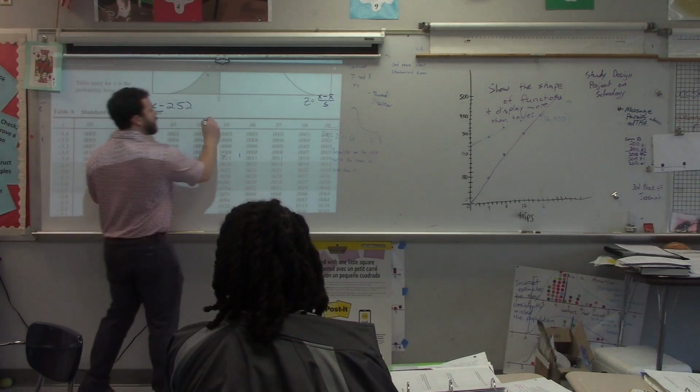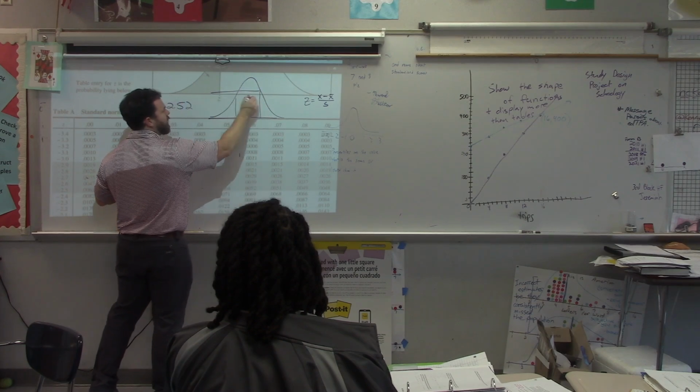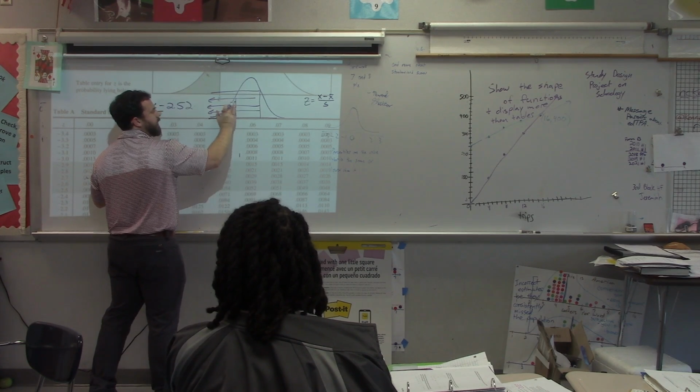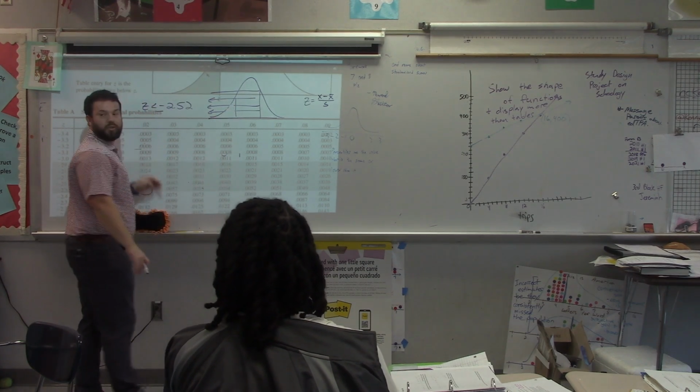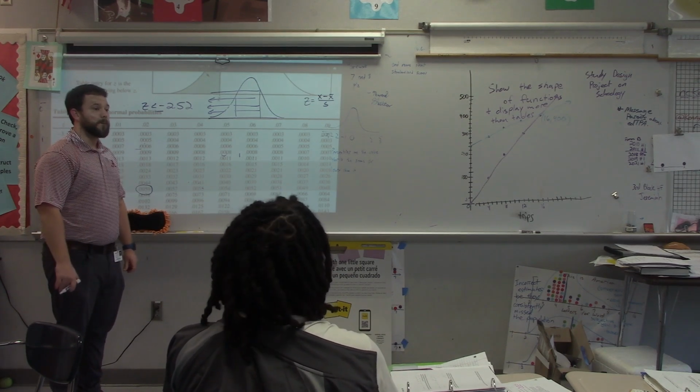So if you're trying to find the area we were just looking at, what you would actually have to do is find this area, and then you would have to take out this area. How would you do that?